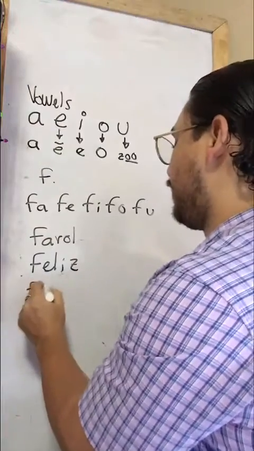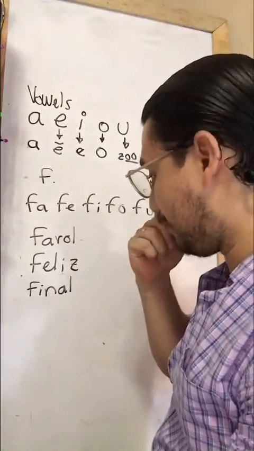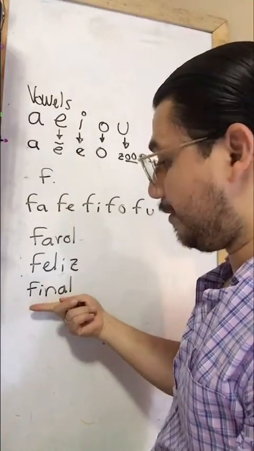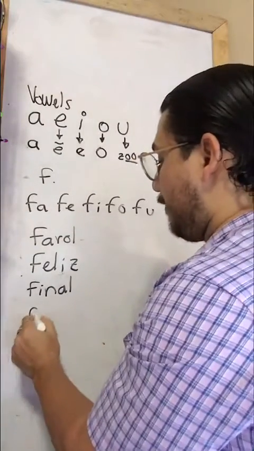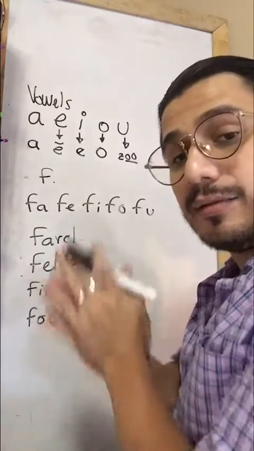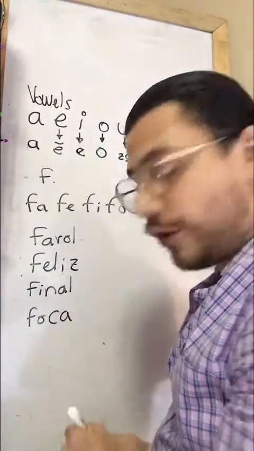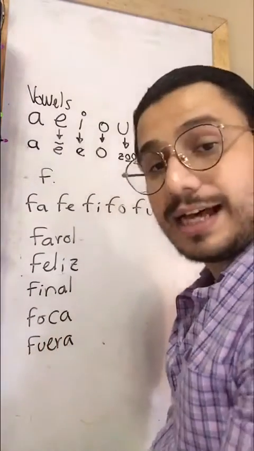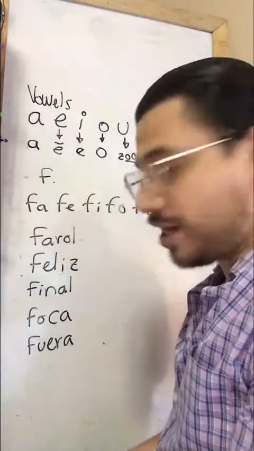Then we have fi. Final. That's the end of something. Examen final. Or the end of the movie. El final de la película. Final. Then we have foca. Foca. That's a seal, the ones that balance balls on their noses. Foca. And then we have fu. Fuera. Outside. Some people say afuera or fuera, depends on the situation.